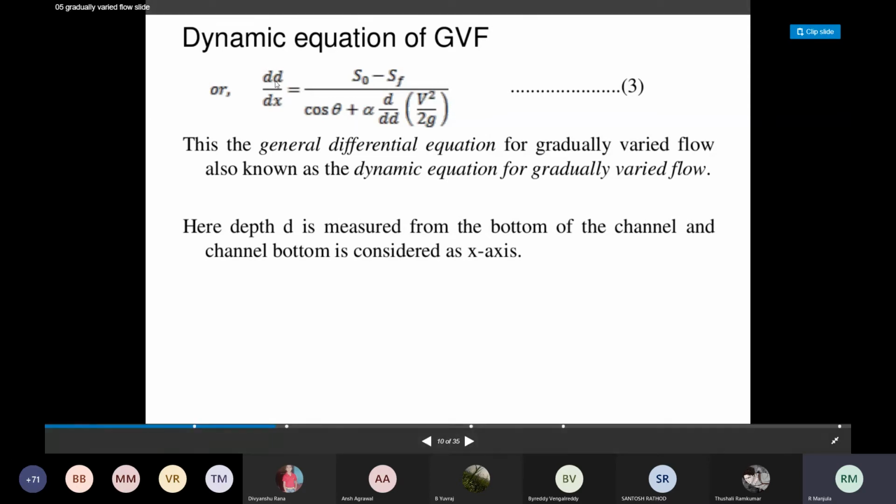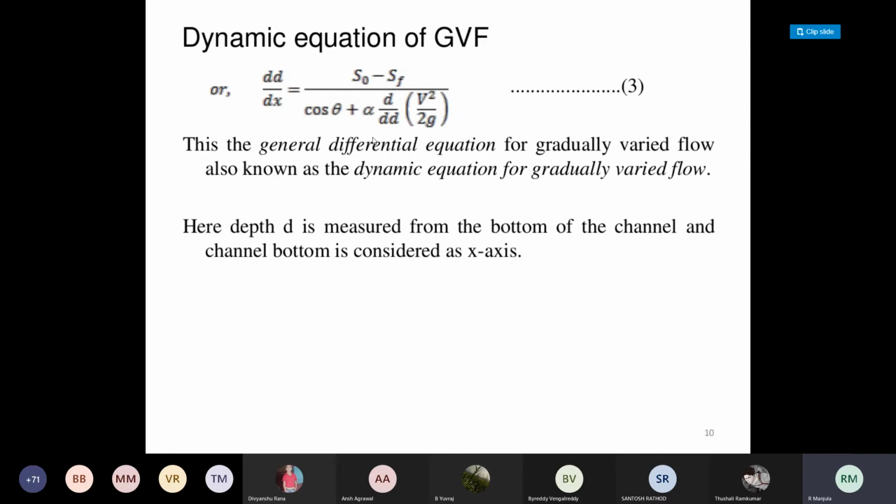You can replace d by y: dy by dx equals S0 minus Sf divided by cos theta plus alpha into d by dy of v square by 2g. This is the dynamic equation of gradually varied flow. This equation is very important for the computations.